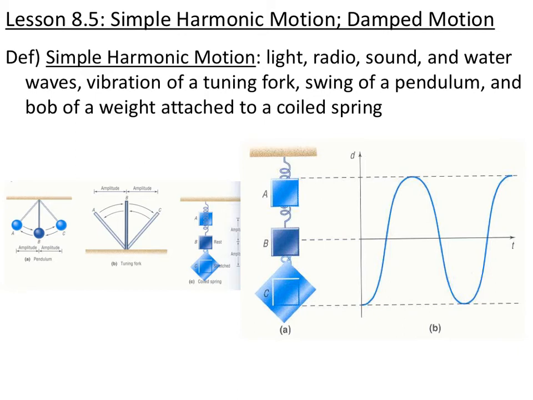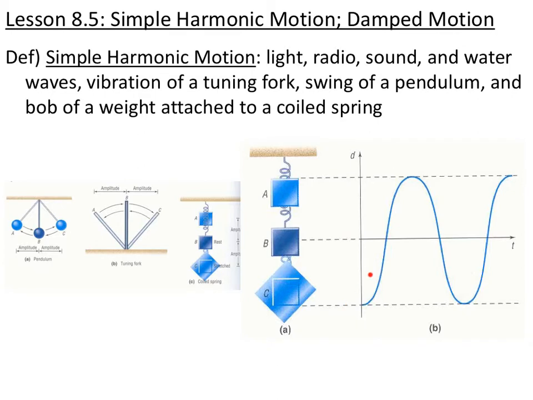Section 8.5 is simple harmonic and damped motion. Simple harmonic motion is anything that travels in a wave. So light waves, radio waves, sound waves, actual water waves, a tuning fork, a pendulum, or a weight on a spring. Simple harmonic motion assumes nothing's affecting it, and it's traveling back and forth in the same motion.